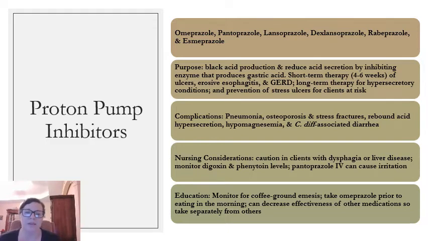Again, for education, monitor for coffee ground emesis, that they're not vomiting up coffee ground emesis. They need to take the omeprazole prior to eating in the morning. You take it before a meal so that you have less acid for when that meal comes, so that you're not overproducing acid for that meal. And so that's the issue, is that they're producing more acid than what's required to break down their meal, and then everything refluxes, and they have this condition that just flows from there.